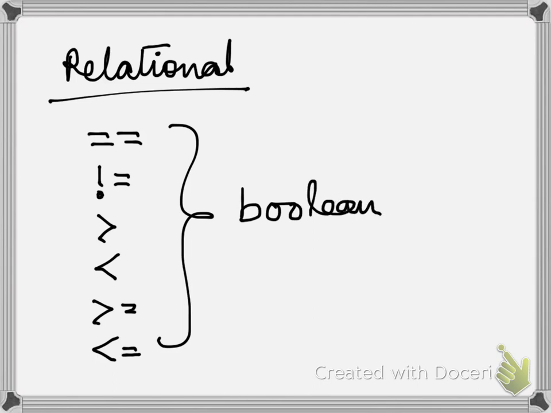Most of the time, we use these relational operators when we write selection structures and we use the if statements. Also, sometimes when we have looping conditions, say while or for, then we use these operators as a looping condition.